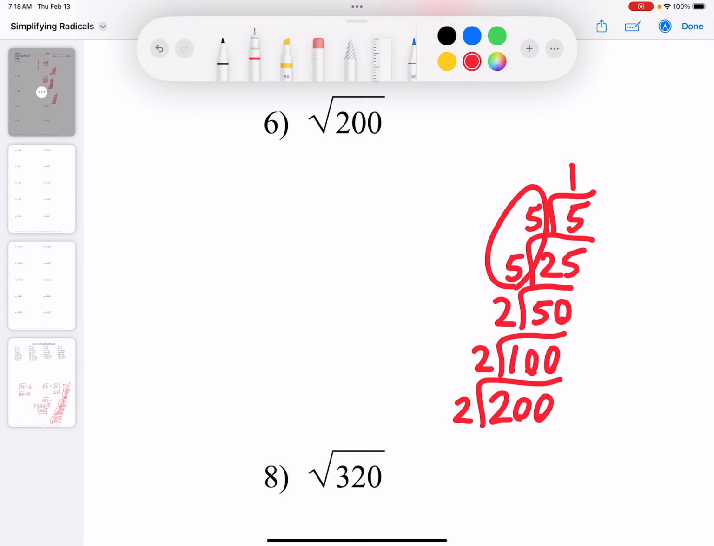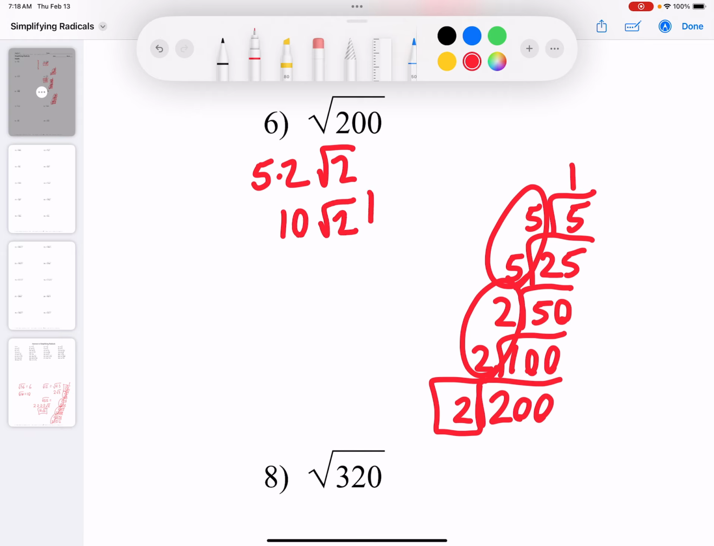So I see I have a pair of 5s and a pair of 2s. So we're going to have 5 times 2. And then this other 2 stays behind in the square root. And 5 times 2 is 10. So I get 10 square root of 2.